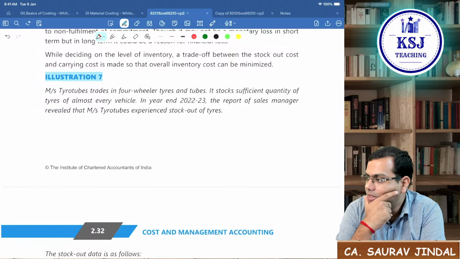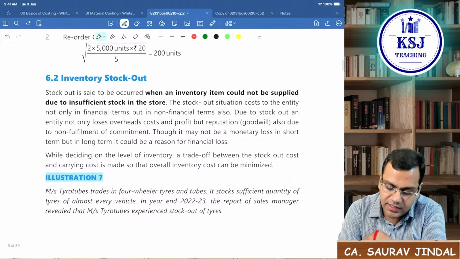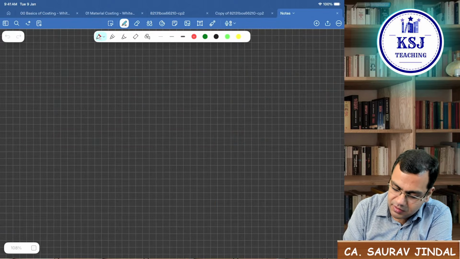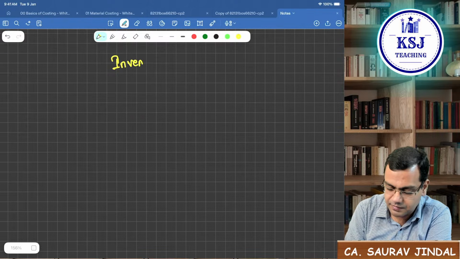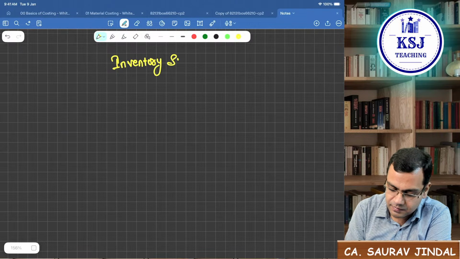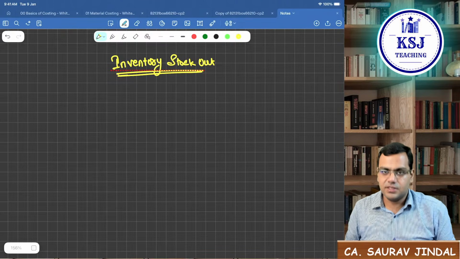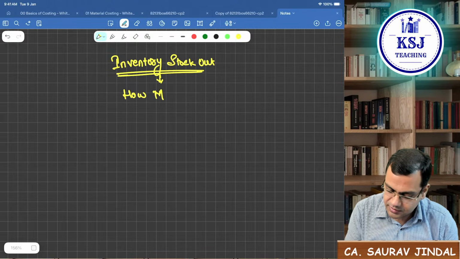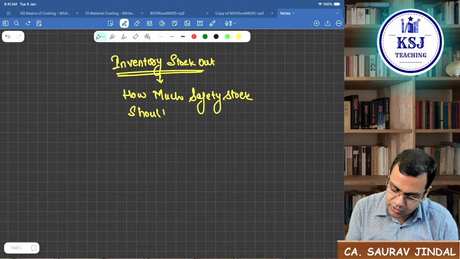Okay, now coming to illustration number 7. This illustration is on inventory stock out. What is this concept of inventory stock out? This concept says how much safety stock we should be keeping. How much safety stock should be kept.